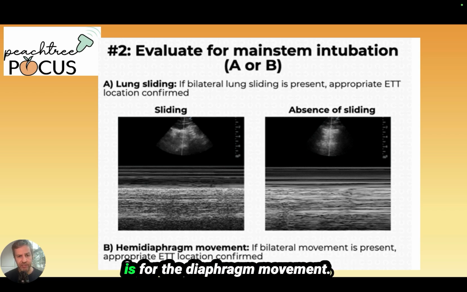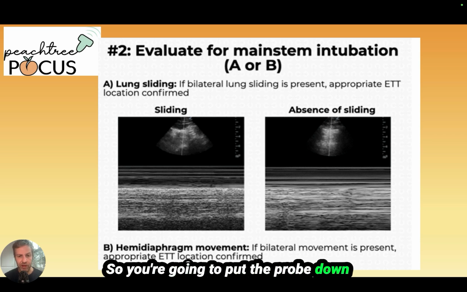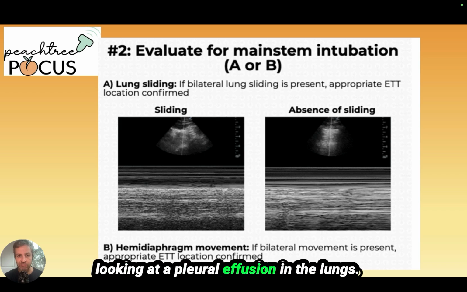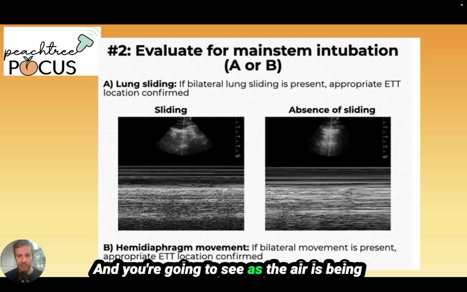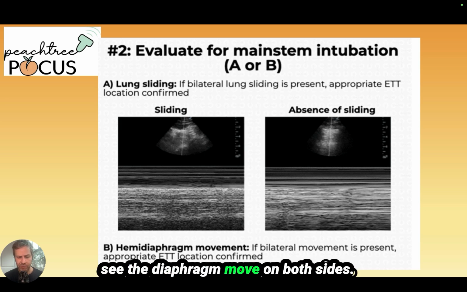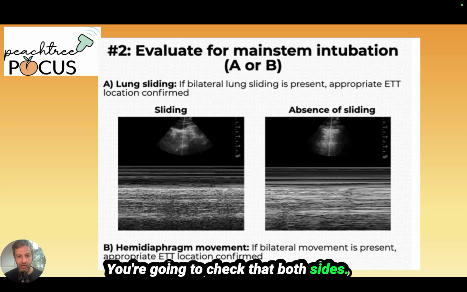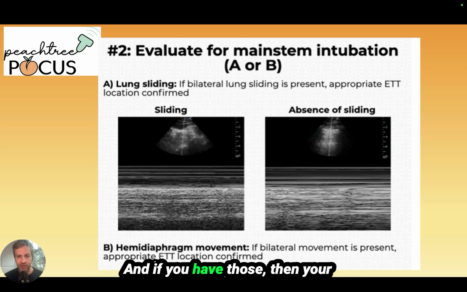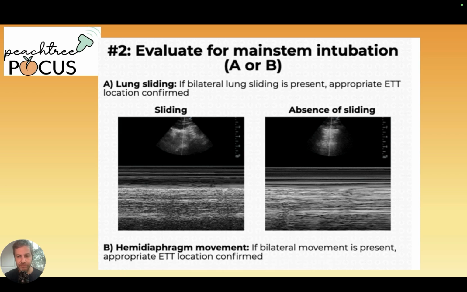The next thing you're going to look at is diaphragm movement. So you're going to put the probe where you look at the diaphragm, such as in the FAST exam or when you're looking at a pleural effusion in the lungs, and as the air is being insufflated from the bag, you should see the diaphragm move on both sides. So you're going to look at lung sliding on both sides and diaphragmatic excursion on both sides. If you have those, then your tube is likely to be in the right place, but also not mainstemmed.